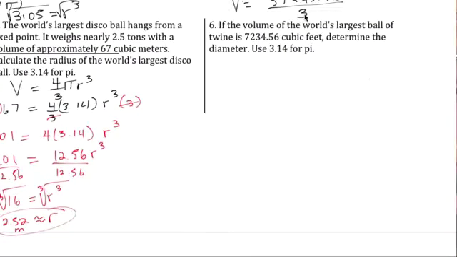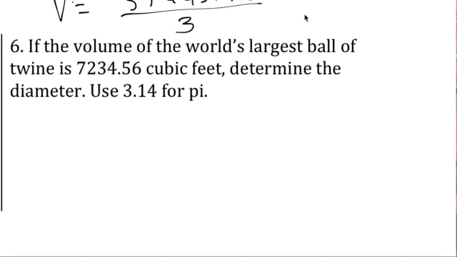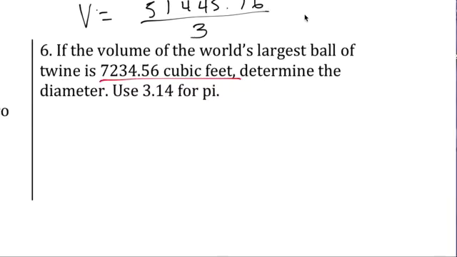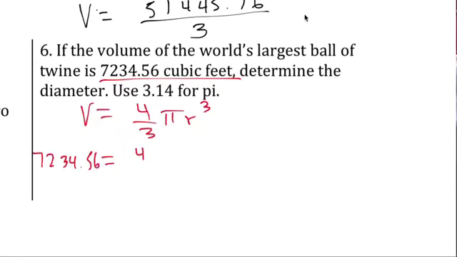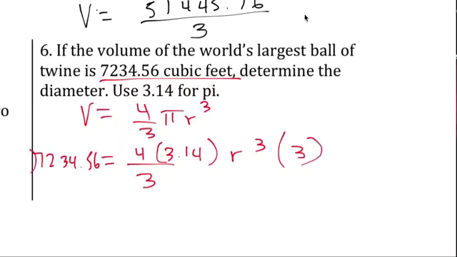Okay, if the volume of the largest ball is this, determine the diameter. So we need to find the radius and then multiply it by 2, right? We know volume equals 4 over 3 pi r cubed. The volume is 7234.56 over 3 times 3.14 for pi r cubed. Multiply by 3 to get rid of the 3, right?